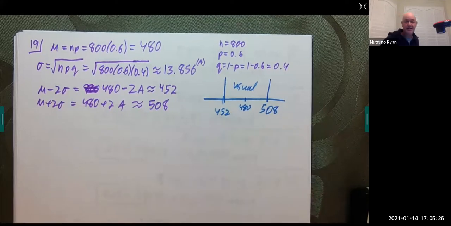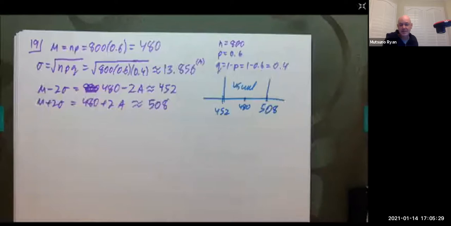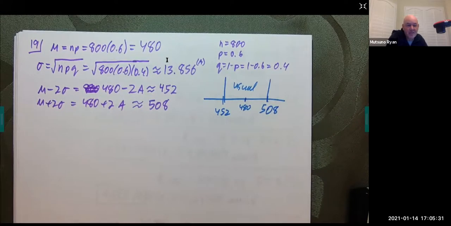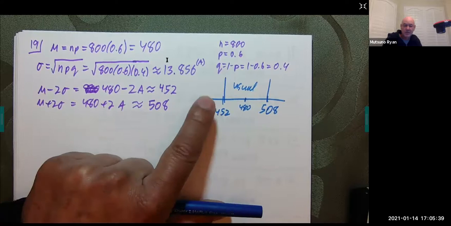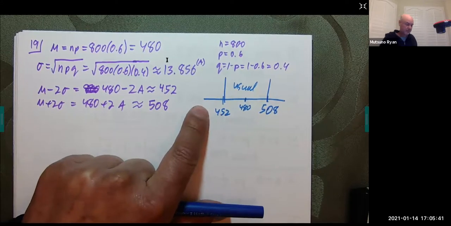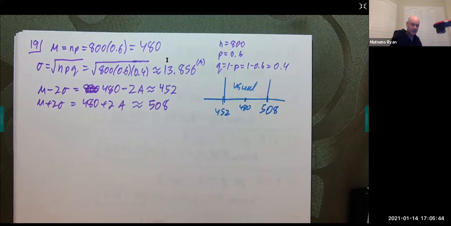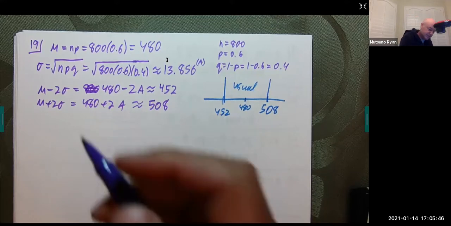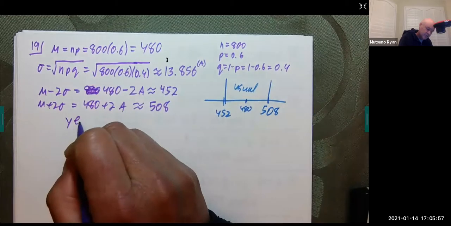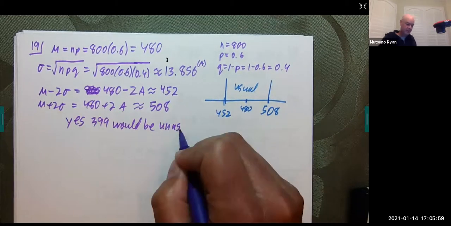The question that they ask us specifically is, would it be unusual for this sample of 800 to contain 399 jawbreakers that weigh more than 0.4 ounces? Now we can see that 399 is well below my lower boundary here, my 2 standard deviations down. So the answer is unusual. There it is. Number 20, it's very similar.